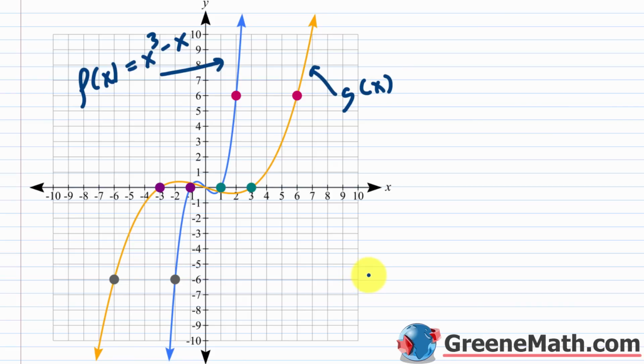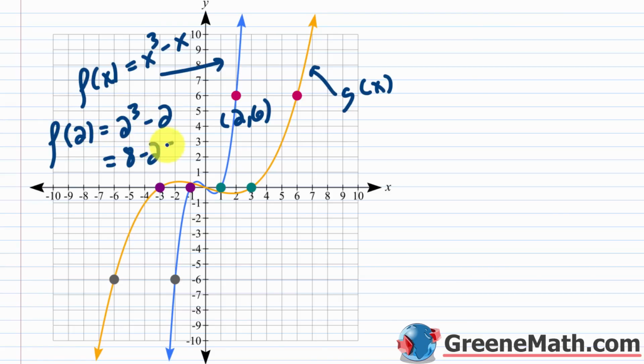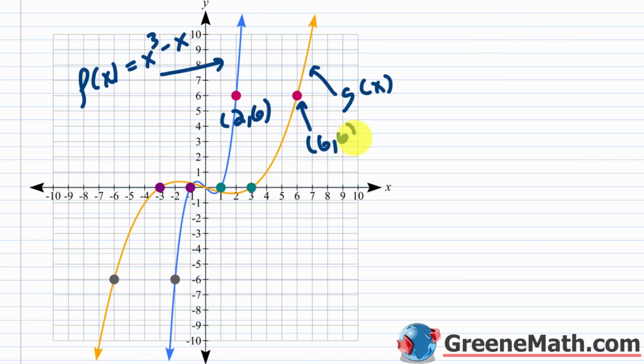I just want you to look at the points here so you can get an idea of what's going on. This right here is 2, 6. If you plug in 2, 2 cubed would be 8, minus 2 would be 6. In other words, f of 2 is equal to 2 cubed minus 2, so that is 8 minus 2, which is 6. That's where that point's coming from. If you look at the point over here, you'll notice that the y value of 6 is the same, but the x value is now 6. So this point is 6, 6.